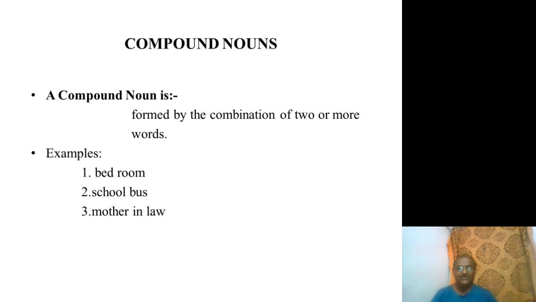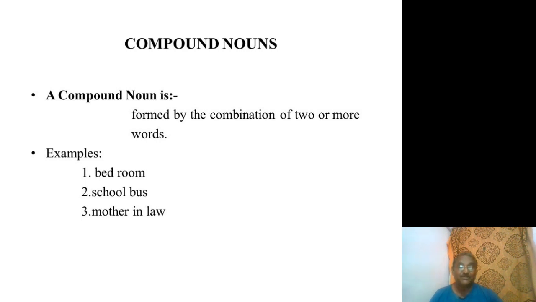Is that clear for you? It's very easy to understand how compound nouns are formed. Compound nouns are formed by the combination of two or more words. Mother-in-law: in-law is a separate word, and mother is separate. So three words are forming into a separate word, mother-in-law. It becomes a different word, a compound noun.